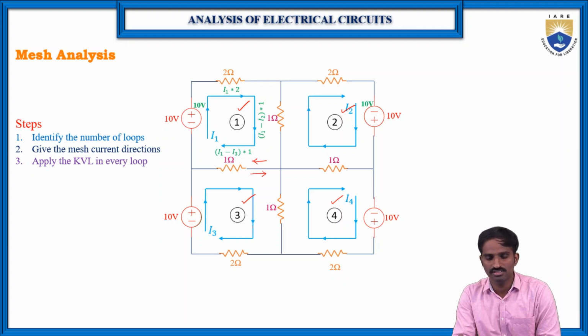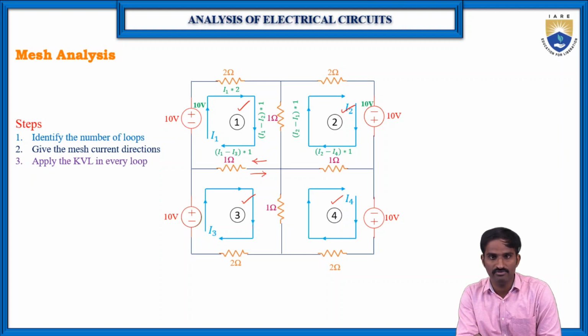Then coming to loop 2. Again, let us consider this is the 10 volts. Here the current flowing through the 1 ohm resistor is I2 minus I4 into 1, because the current flowing through loop 2 is I2 and through loop 4 is I4, but the reference direction is I2. Then similarly, for the 1 ohm resistor with respect to current I2, it is I2 minus I1, because the reference current direction is I2, but I1 is opposite to I2.